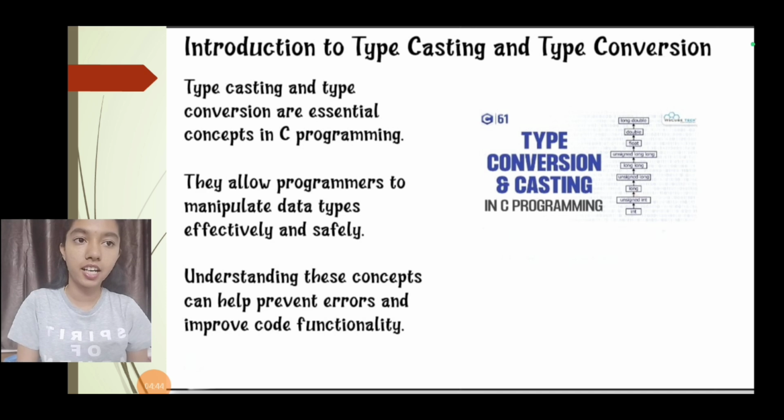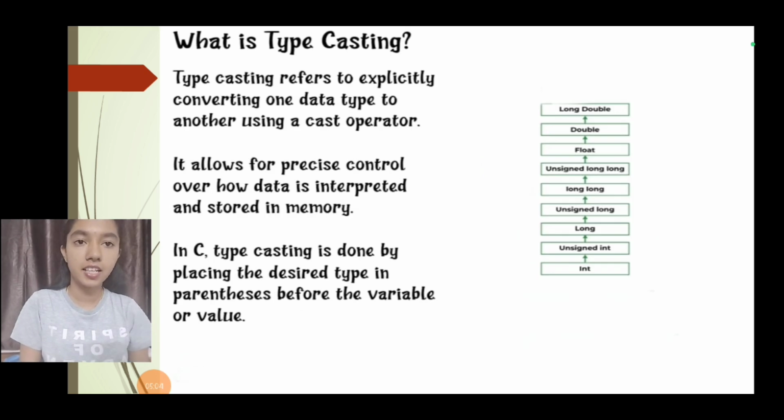Introduction to typecasting and type conversion. Typecasting and type conversion are essential concepts in C programming. They allow programmers to manipulate data types effectively and safely. Understanding these concepts can help prevent errors and improve code functionality. What is typecasting? Typecasting refers to explicitly converting one data type to another using a cast operator. It allows for precise control over how data is interpreted and stored in memory. In C, typecasting is done by placing the desired type in parentheses before the variable or value.